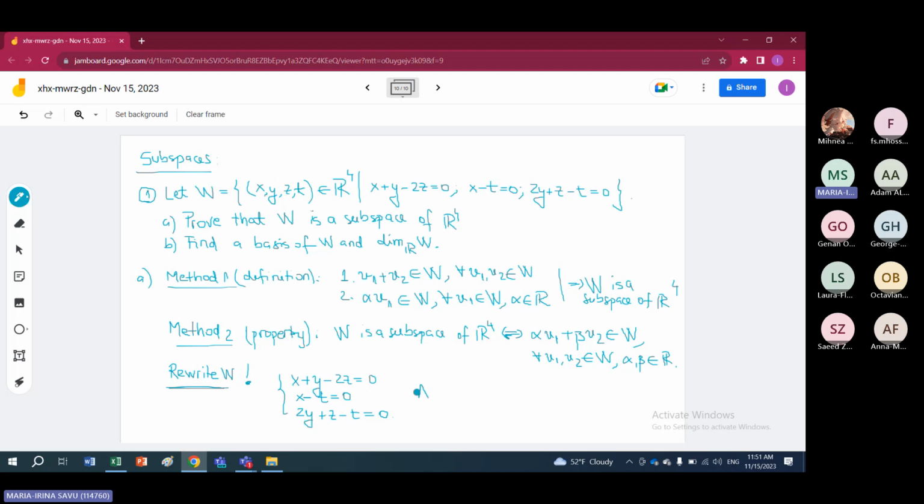So my advice is to write the matrix of the system, which in this case is 1, 1, minus 2, and 0. And then you have 1, 0, 0, minus 1, and 0, 2, 1, minus 1. Okay, this is the matrix. I have parameters x, y, z, t. Please find the rank of this matrix.